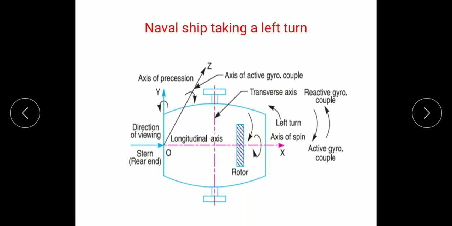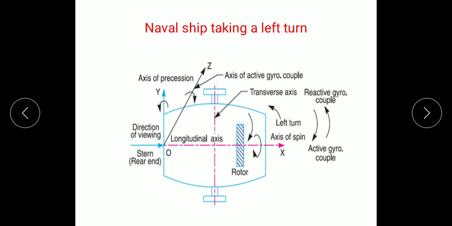First, the longitudinal axis is the horizontal axis. The longitudinal axis and transverse axis are always perpendicular to each other. The axis which is perpendicular to the longitudinal axis is called the transverse axis. Next is the axis of precession and axis of spin. The axis of spin and axis of precession are always perpendicular to each other. When the axis of spin and axis of precession are perpendicular to each other, only then do we have gyroscopic couple.